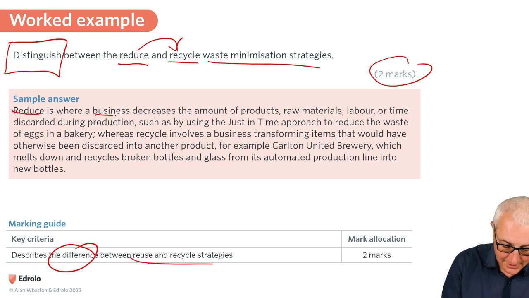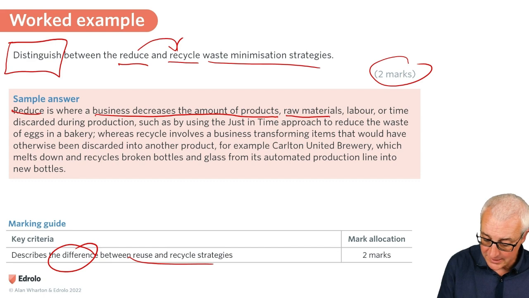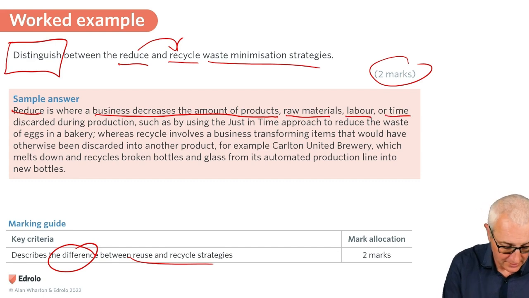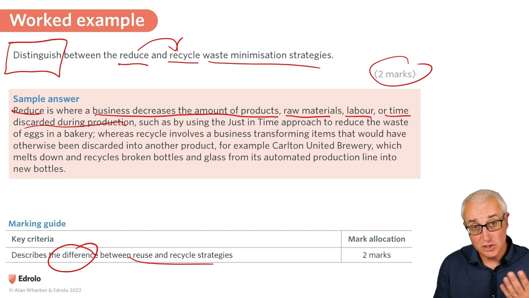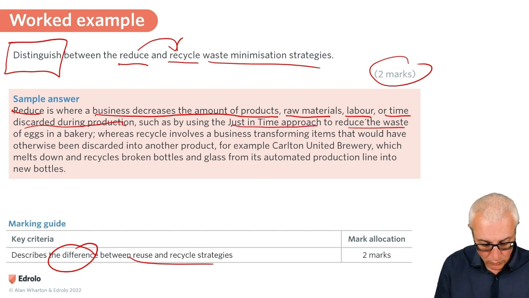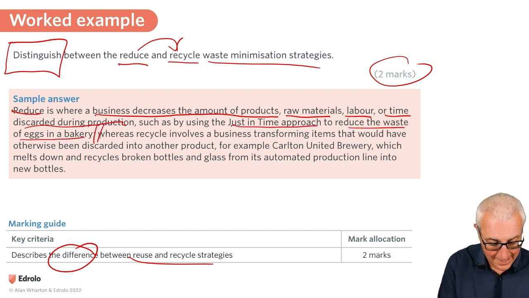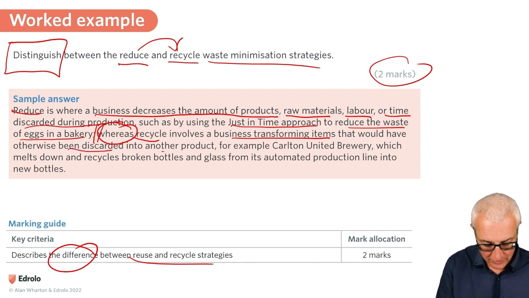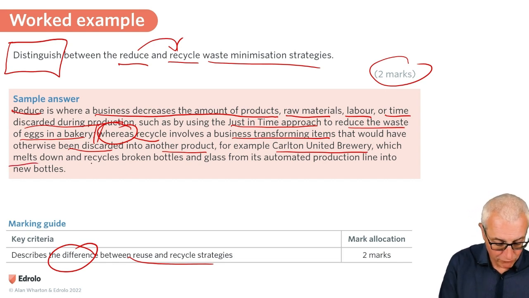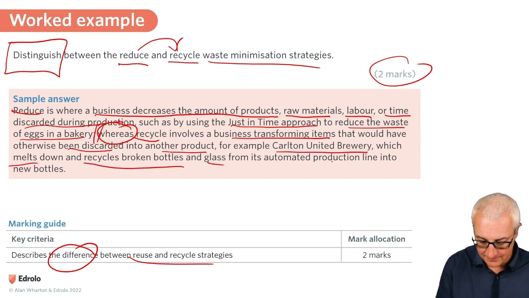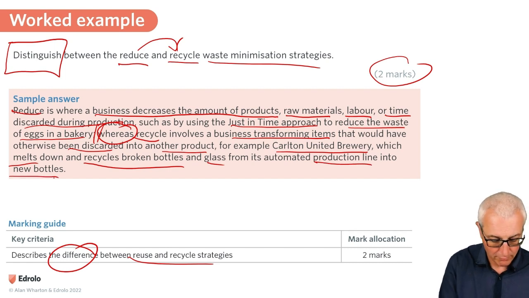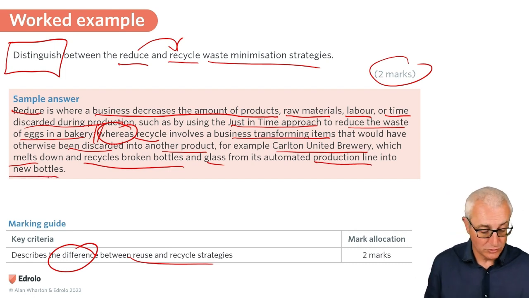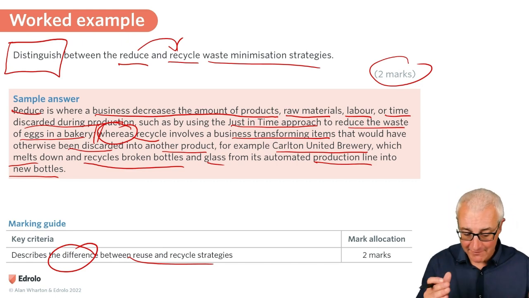Reduce is where a business decreases the amount of products, raw materials, labor, or time discarded during production, such as using the just-in-time approach to reduce the waste of eggs in the bakery. Whereas, so here's our difference, recycle involves a business transforming items that would otherwise have been discarded into another product. For example, Carlton United Brewery melts down and recycles the broken bottles and glass from its automated production line into new bottles. So we've got the difference between reduce and recycle, and therefore can scaffold up for the full 2 marks.